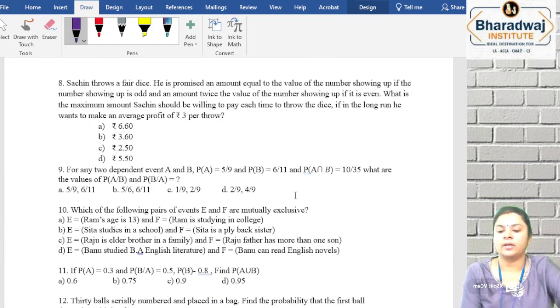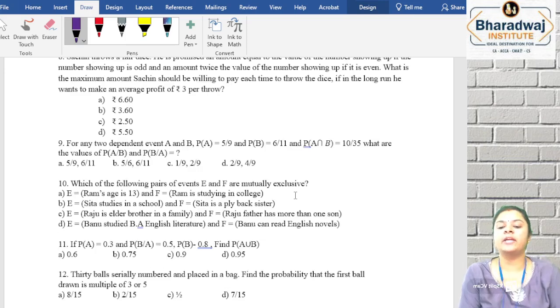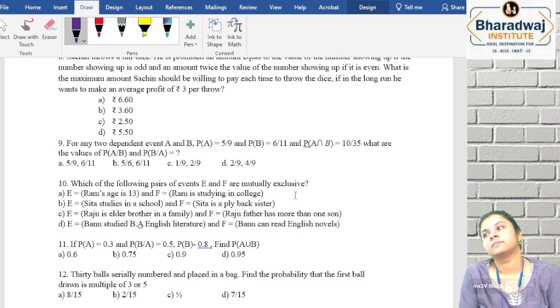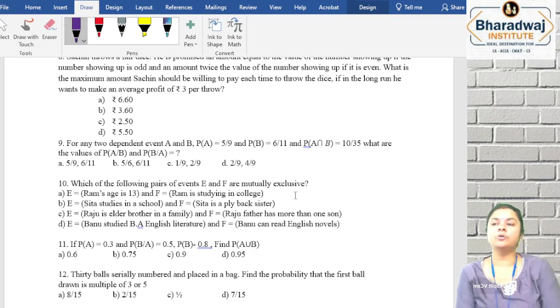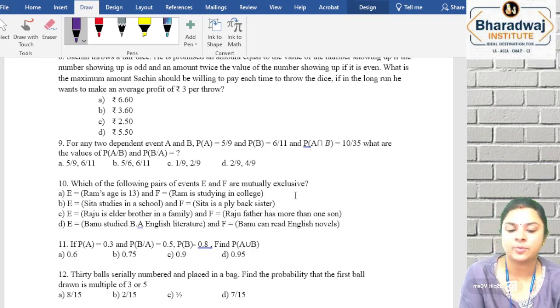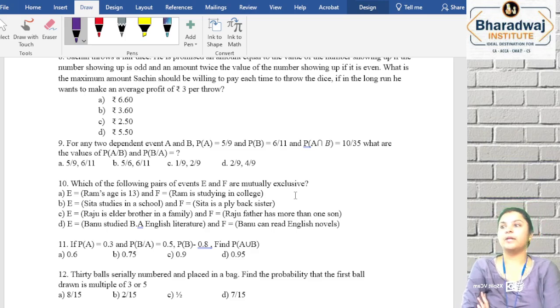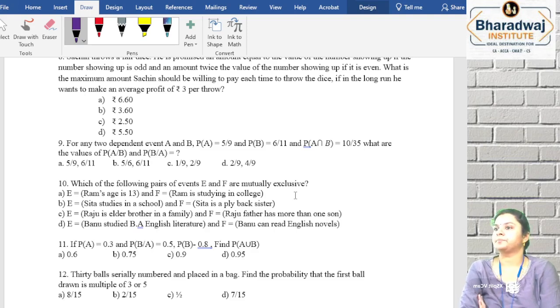Clear? Okay. Ninth one. For any two independent events, P of A is 5 by 9, P of B is 6 by 11, A intersection B is 10 by 35. Find the values of A by B and B by A. A by B formula is P of A intersection B by P of B. Now how to find A intersection B in this question? There are two methods possible, but one method is correct.